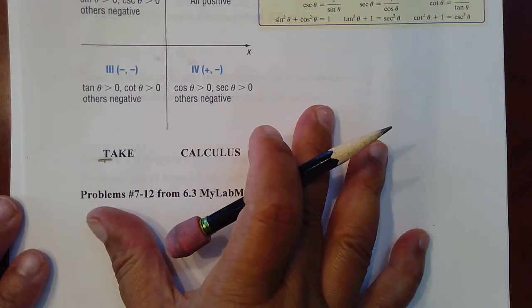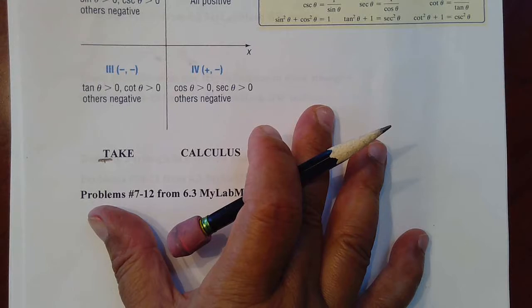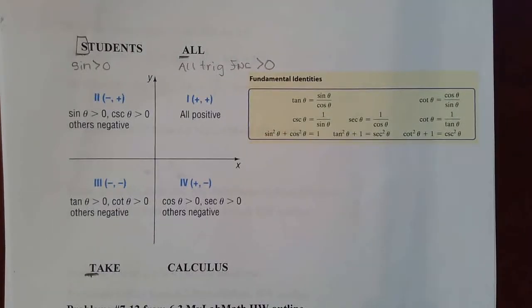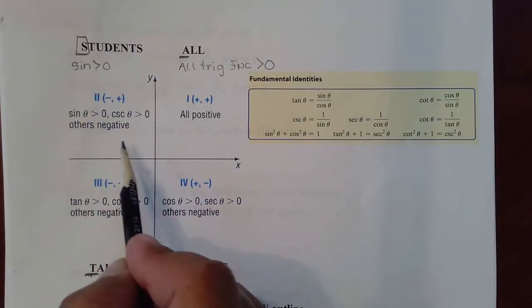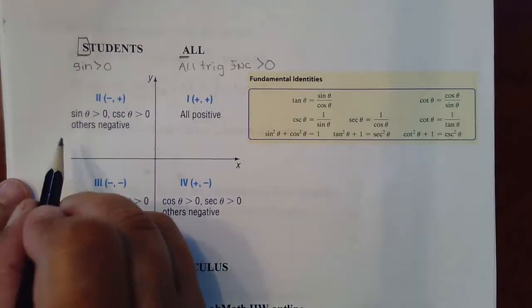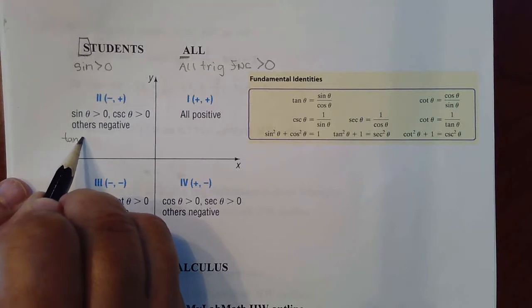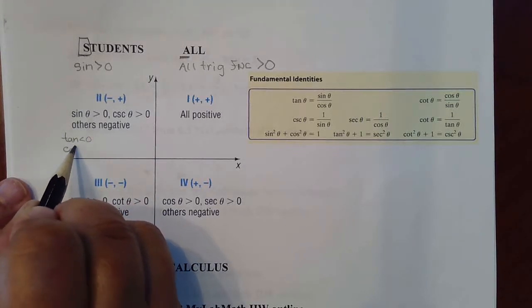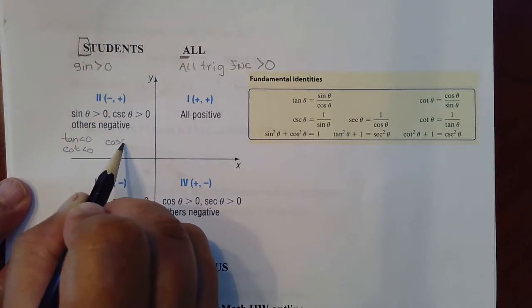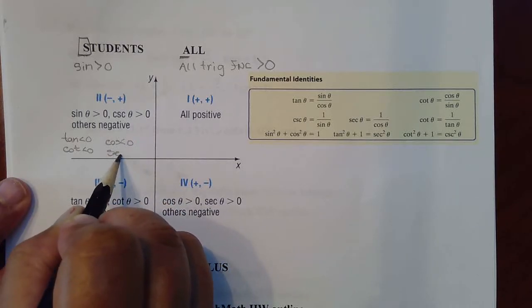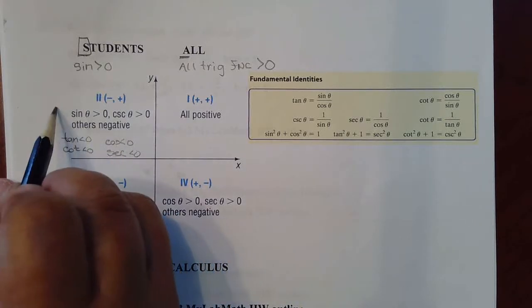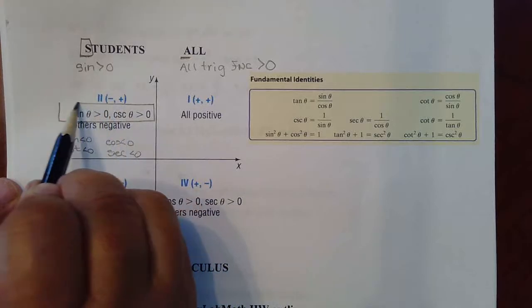So by knowing which ones are positive, that means the rest of the 6 trig functions are negative. For instance, if sine and cosecant are positive, then every one of the other 4 trig functions, like tan, would be negative. Cotan would be negative. Cosine would be negative. And secant. I think about the basic function first and then its reciprocal cousin. So by knowing what is positive, you also know what is negative.